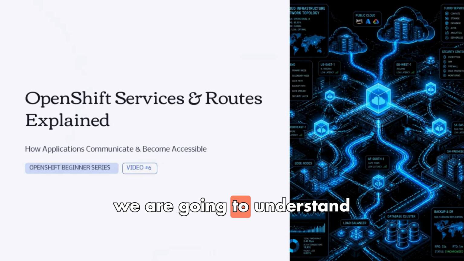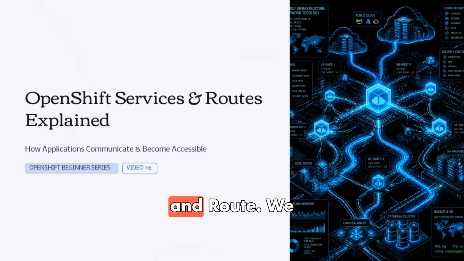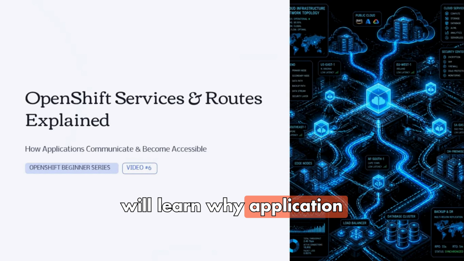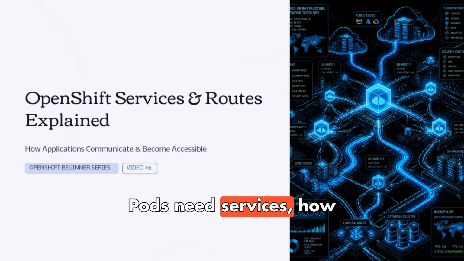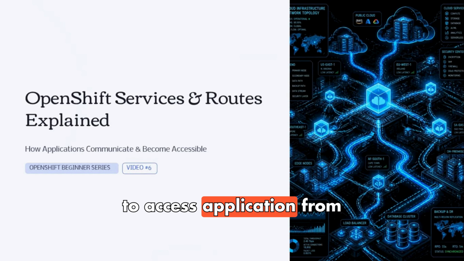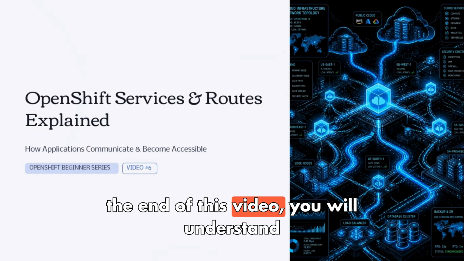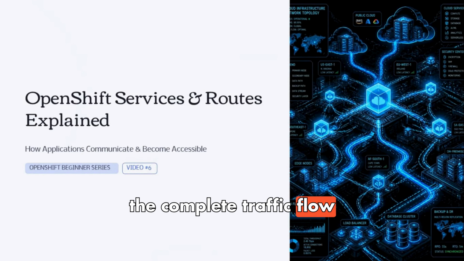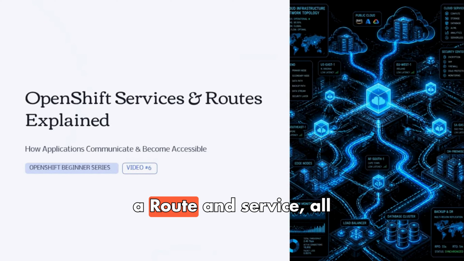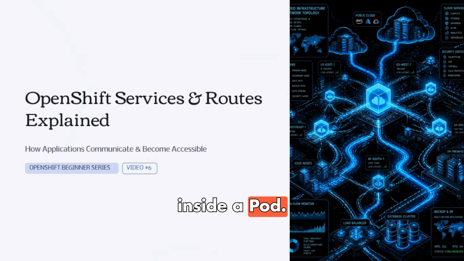In this video, we are going to understand two very important concepts in OpenShift, services and routes. We will learn why an application running inside a pod needs services, how services find the right pods, and finally, how routes allow users to access an application from outside the OpenShift environment. By the end of this video, you will understand the complete traffic flow from a user's browser through a route and service, all the way to the application running inside a pod.